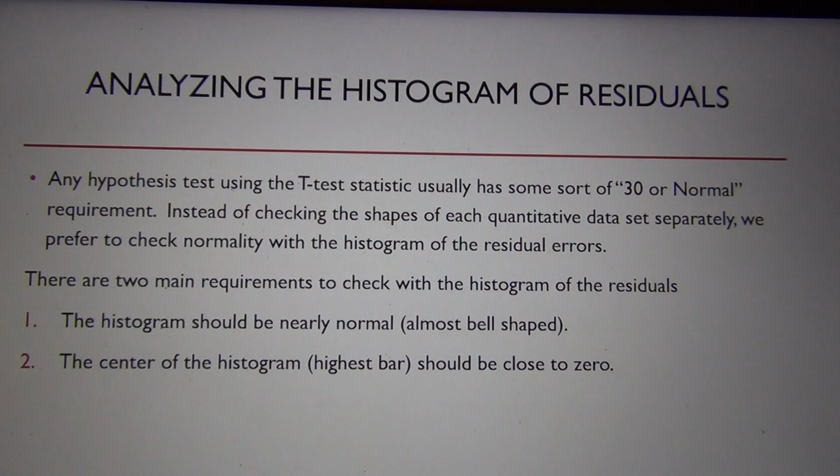So again, we also need to check, of course, most t-test statistics usually have some sort of 30 or normal requirement. We can check if we have at least 30 ordered pairs in our data, but we also need to check shape. And again, one of the things we like to do is look at the histogram of the residuals. The computer calculates all those residuals and just makes a histogram of it. And there's two different things we check. Obviously it should be nearly normal, pretty close to bell-shaped. And we do want the center of the histogram, the highest bar, to be pretty close to 0. Remember, that 0 number is important. That's where our null hypothesis is based.